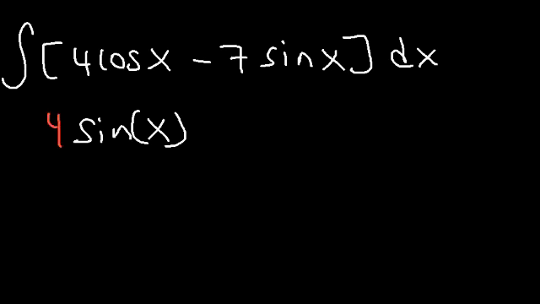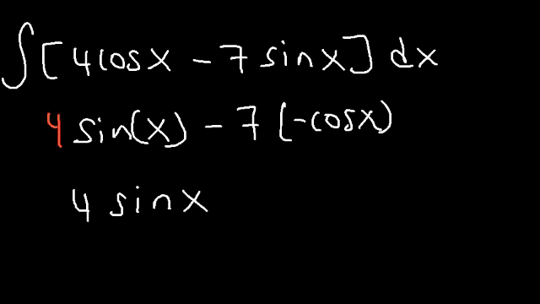So it's going to be 4 sine x. The antiderivative of sine is negative cosine, but multiplied by negative 7, so that's going to be positive 7. So the answer is 4 sine x plus 7 cosine x plus the constant of integration.